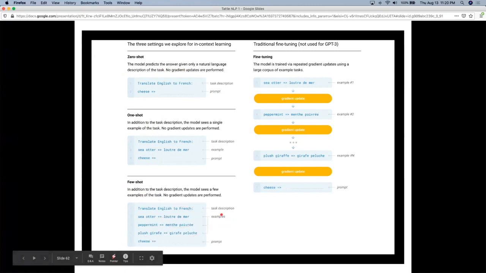By the way, there is another experiment that some people did, where they try to confuse the model: you provide one example wrong and see what happens, those kinds of things.